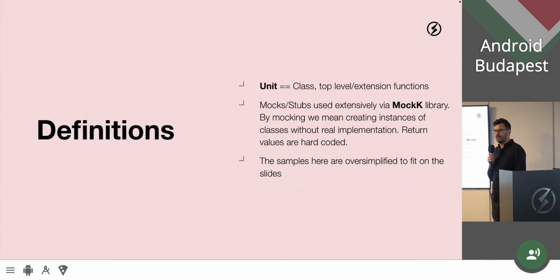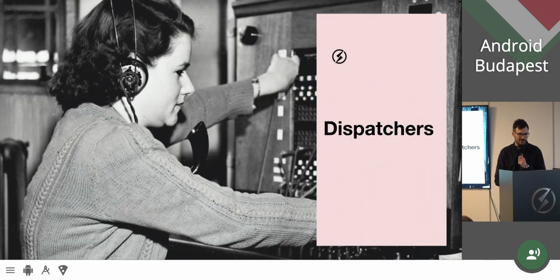And the definitions for tonight: whenever we say unit, usually we will think about a class or a top-level function or an extension method. So if we say unit, we mean by that. And during our tests, you will see mocks and stubs. Without going into further details, this will mean that we will have some kind of instance creation, and these will just return the same value that's predefined already. And keep in mind that these samples are really oversimplified. We have something like this in our codes, but just to fit on those slides, these are really simple ones.